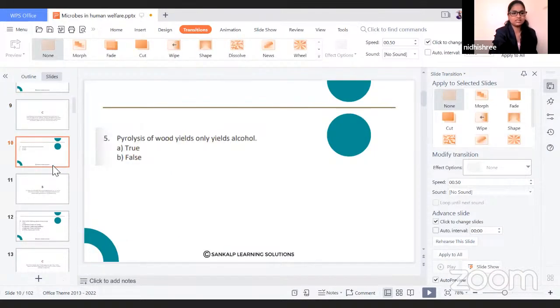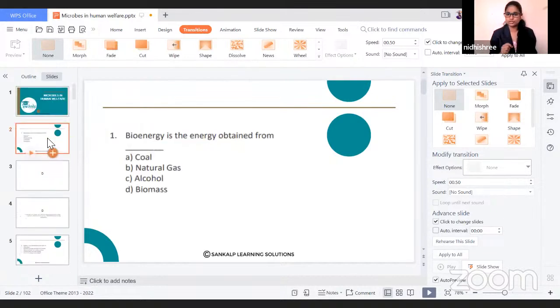There are certain general questions of biology which are related to biology as well as competitive exams. So we will solve 10 questions among that. Then we will move to microorganisms, that is microbes in human welfare. At last, we may not get time to solve general biology questions. That is why 5 to 10 questions we will solve on general concepts. Then we will move on to the specific content. Fine?